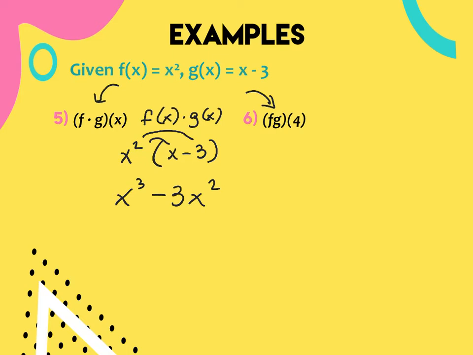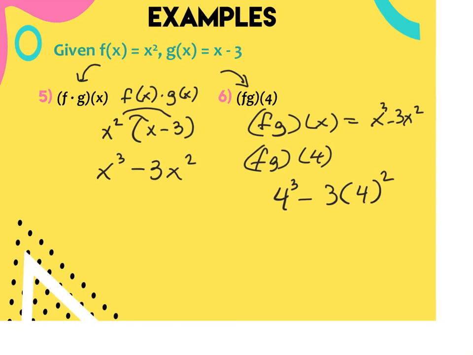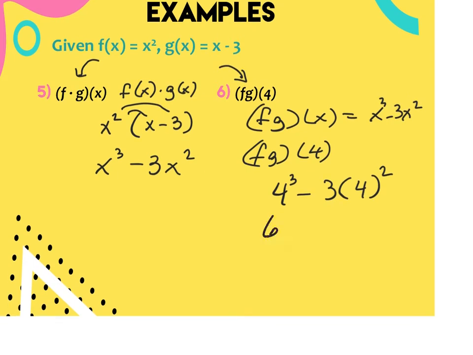Now for number 6, I've already combined them, so I already know fg of x. So now I'm just going to plug in the 4 into this one, x cubed minus 3x squared. So 4 cubed minus 3 times 4 squared. Again, follow order of operations. Do the exponents first.